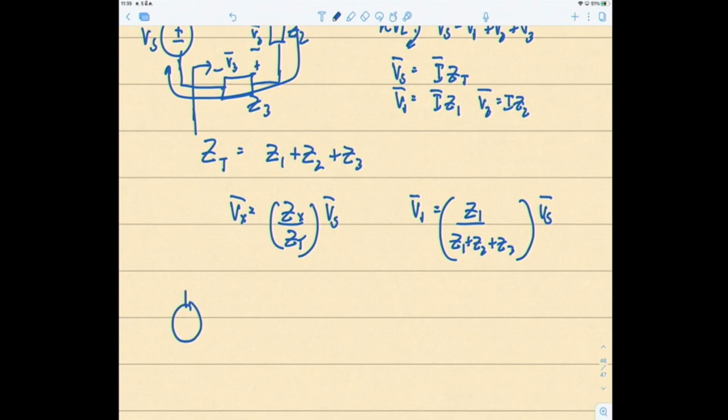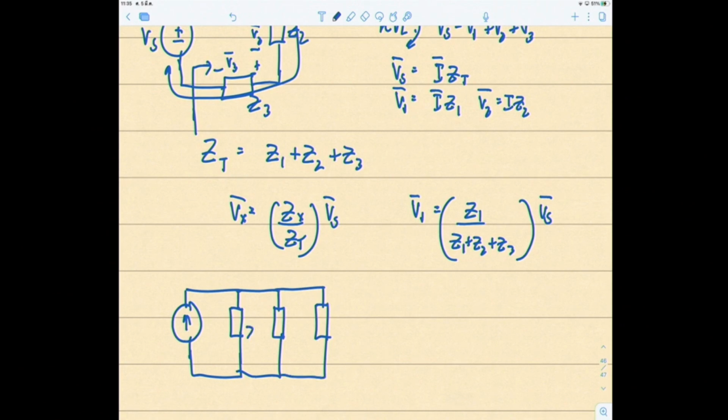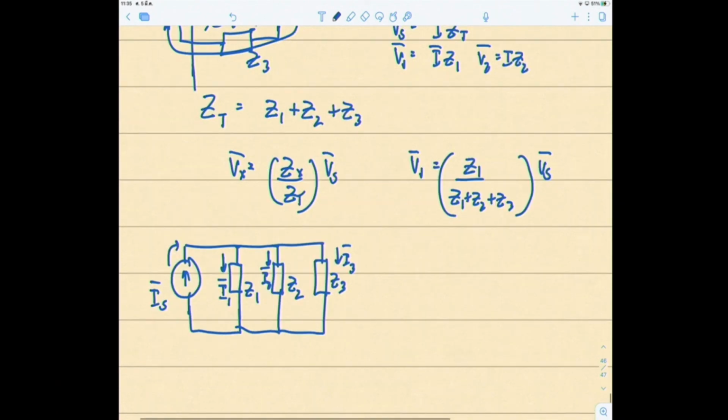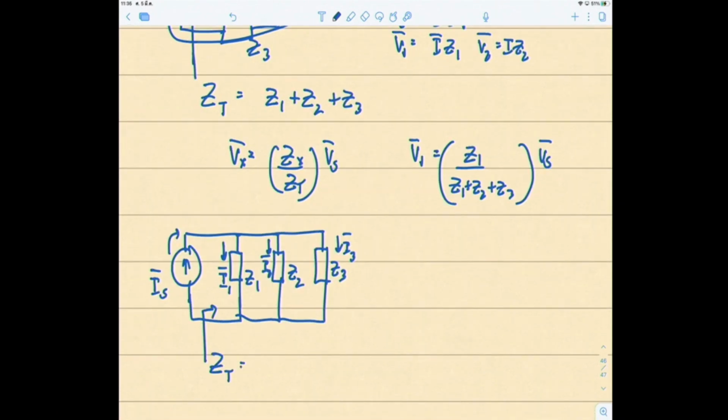Or if you have impedances connected in parallel. In parallel, you have Is. Current comes out and divides into I1, I2, I3 in each branch. Looking from the source, you will see that Z total is Z1 parallel with Z2 parallel with Z3. You use a formula just like for resistors: 1 over Z total is 1 over Z1 plus 1 over Z2 plus 1 over Z3.